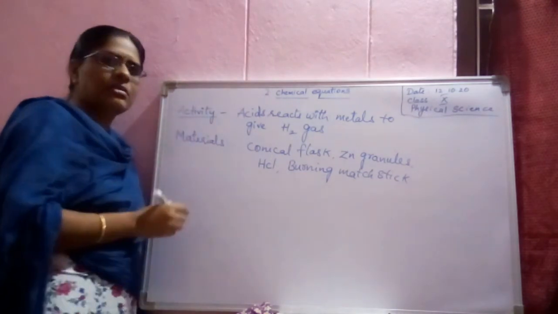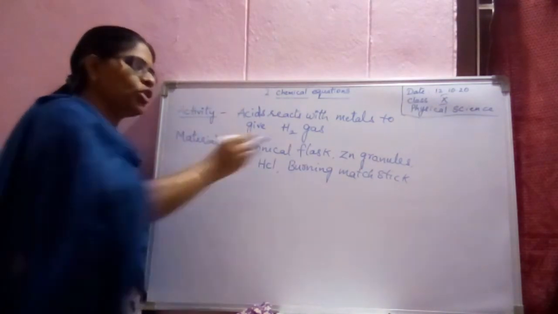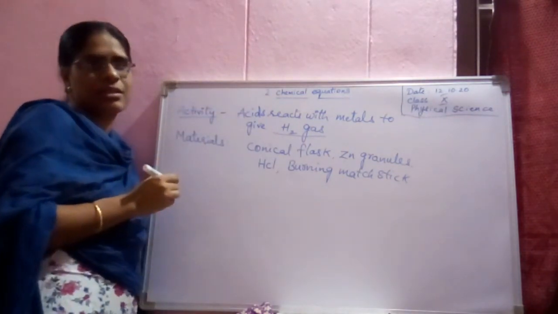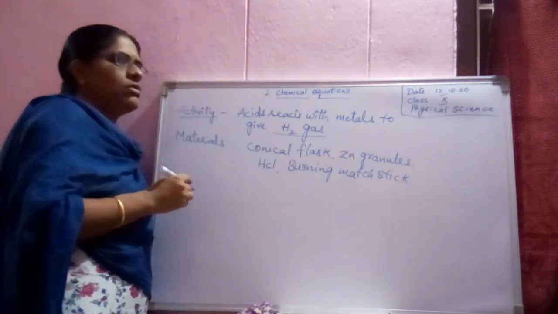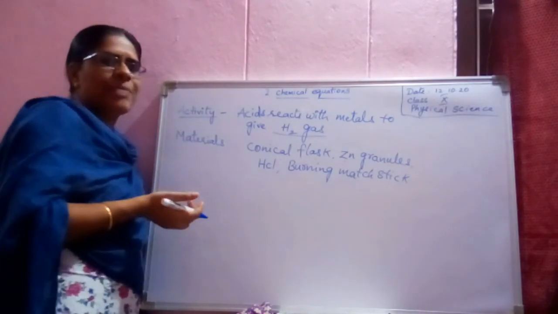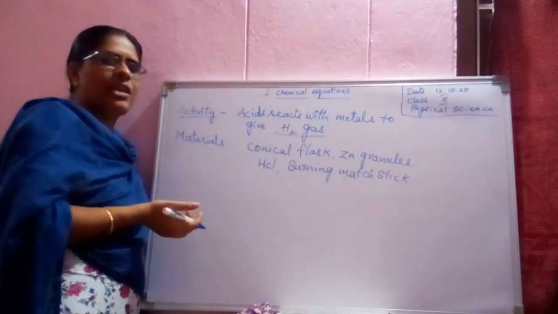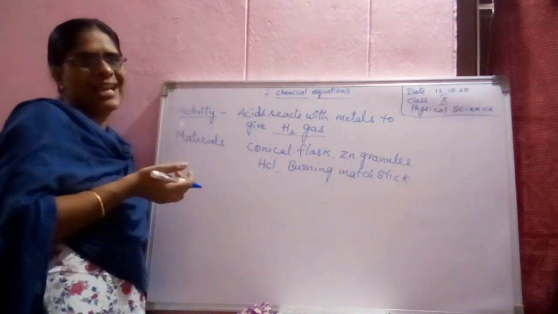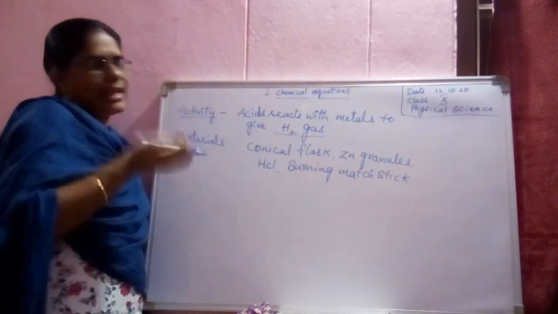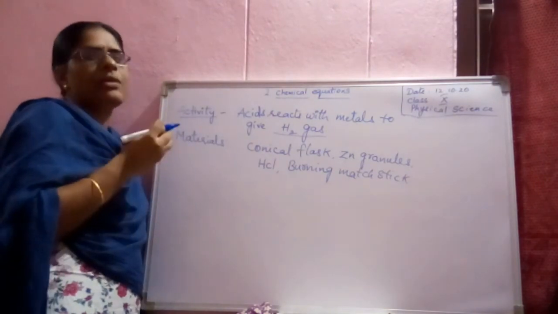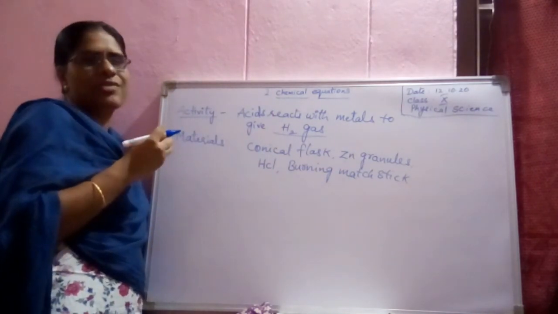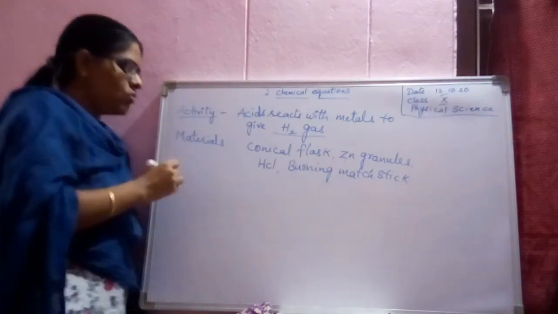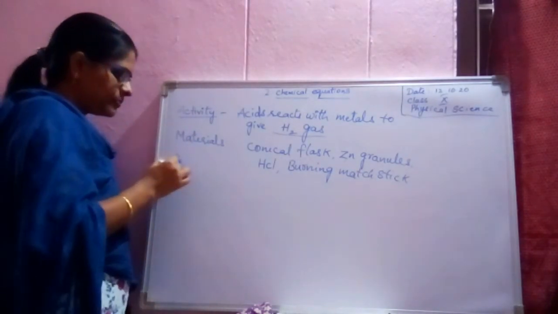See here, in the 9th class, I have told you how to test if the gas evolved is hydrogen gas. Not only a burning matchstick, you can take a candle also. If you place the burning candle or matchstick near the hydrogen gas, it will put off or give a pop sound. Okay. Now, procedure.